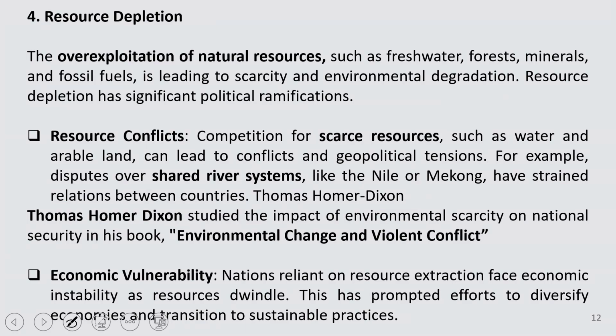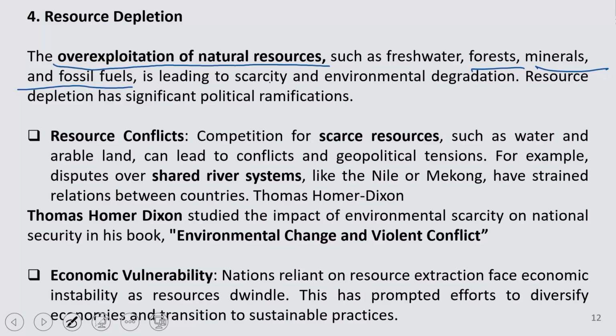And lastly, we will see resource depletion. Resource depletion is the depletion of natural resources, and it occurs due to the over-exploitation of natural resources like fresh water, as we are seeing how groundwater is now gradually depleting, forests, natural minerals, and fossil fuels. Further, it leads to scarcity and environmental degradation. And here resource depletion has significant political ramifications, which basically manifest in the form of resource conflict.